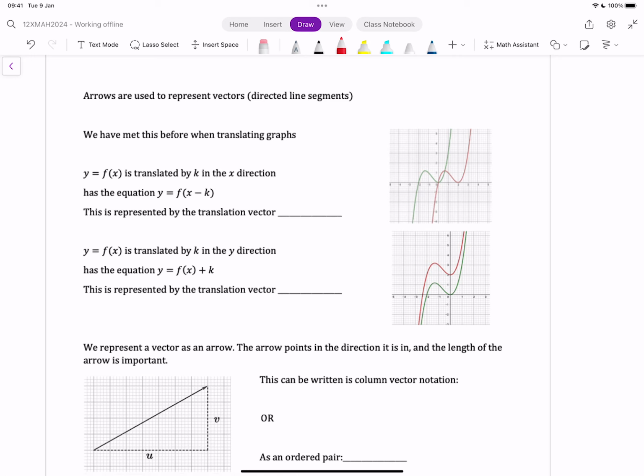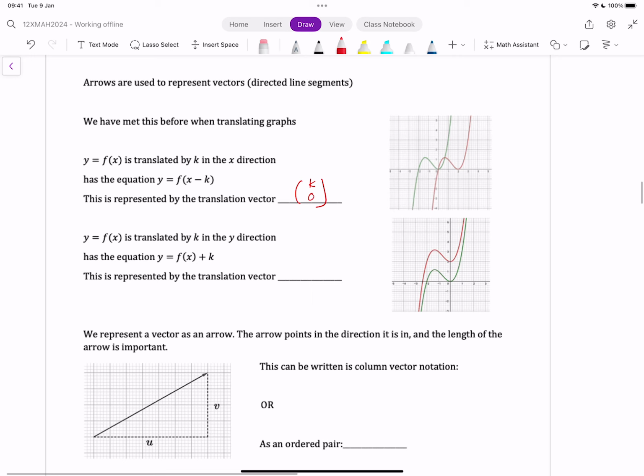Now we've actually seen vectors before in functions, in advanced functions and our extension 1 functions. If y equals f(x) is translated by k in the x direction, it has equation y equals f(x minus k), and we would say it's represented by a translation vector. We're going to learn about this notation soon, but it has a translation vector of (k, 0). It's moved k in the x direction and nothing in the y direction. Similarly, if we were moving something up by k, so y equals f(x) plus k, it has a translation vector of (0, k), it's moved up.